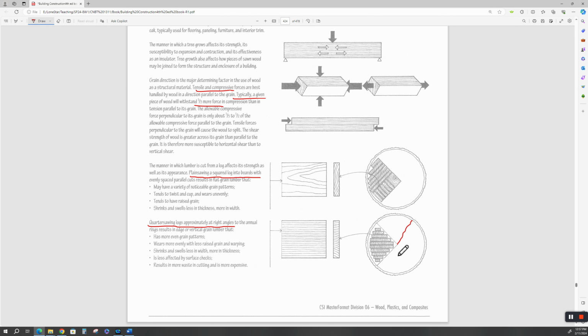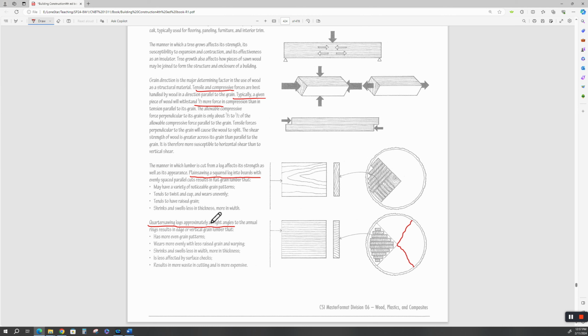So if that's like a pizza, then you got 1, 2, 3, 4. They call that quarter sawing. You get more even grain patterns this way. It wears more evenly with less raised grain and warping. It shrinks and swells less in width, but it shrinks more and swells more in thickness.